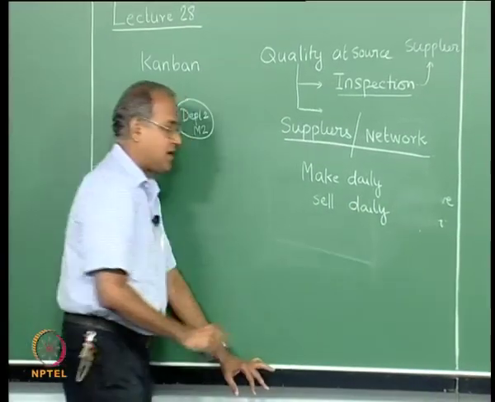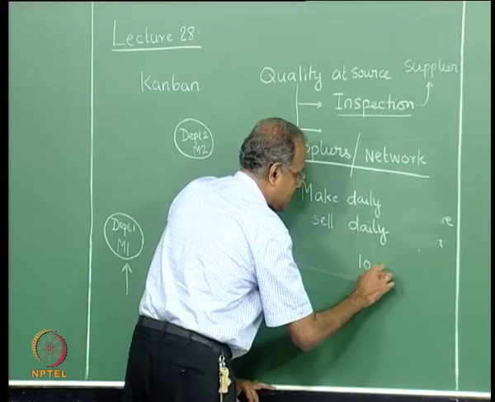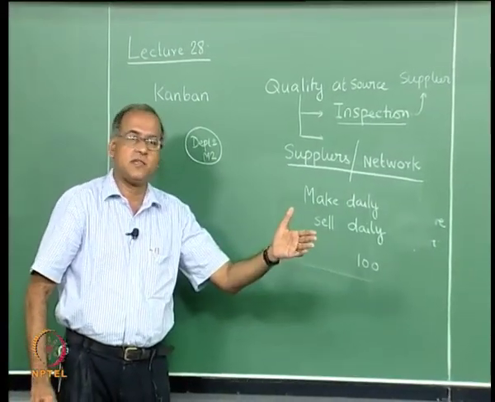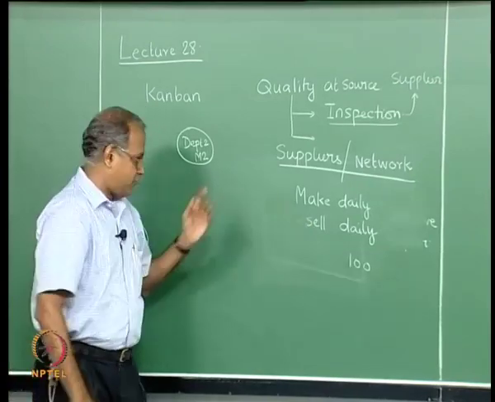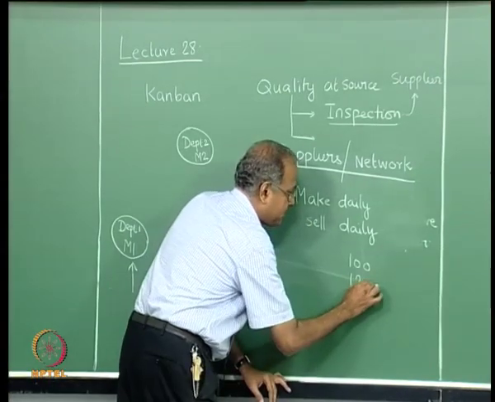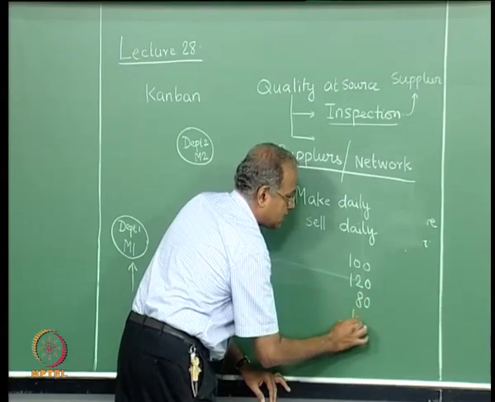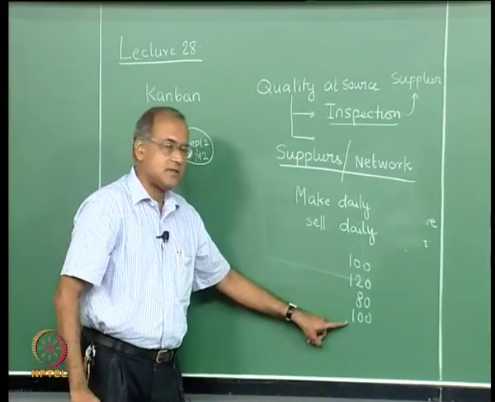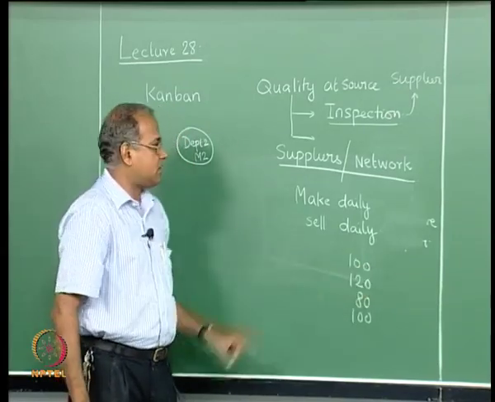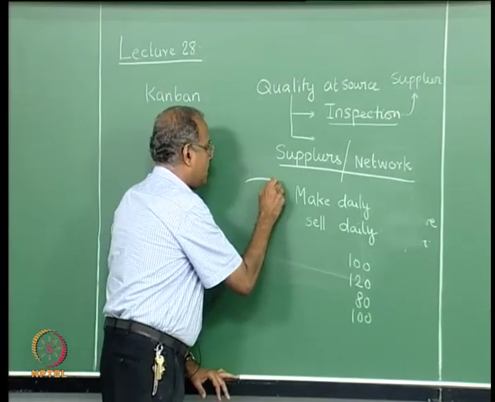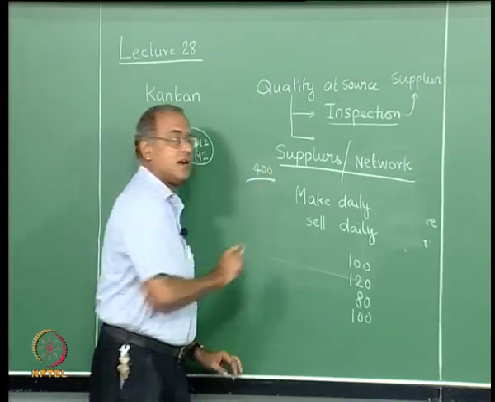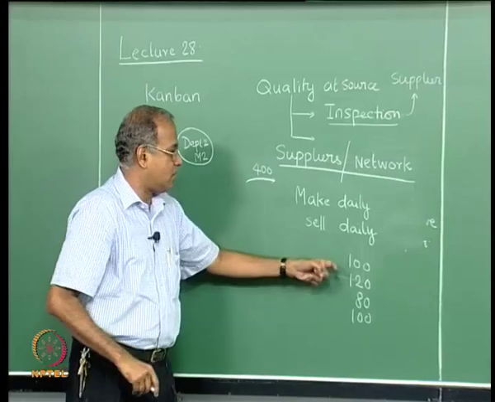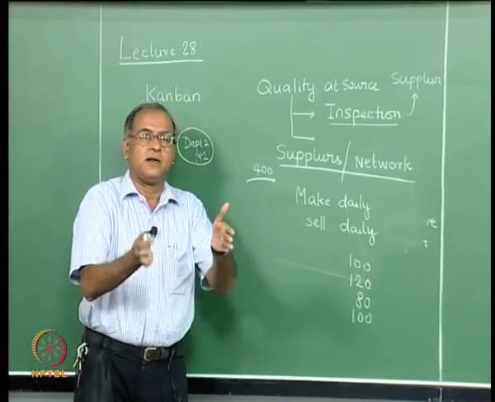If my demand today is 100, then it is enough for me to get 100 from my supplier. If tomorrow it is 120, the third day it is 80, the fourth day it is 100, and so on, then for 4 days the demand could be 400. Now, there are two ways of doing it. One is to get a supply of 400 on day 1, versus a supply of 100, 120, 80 and 100 on every day.